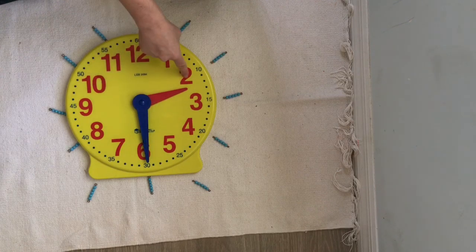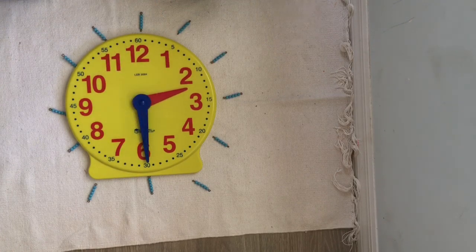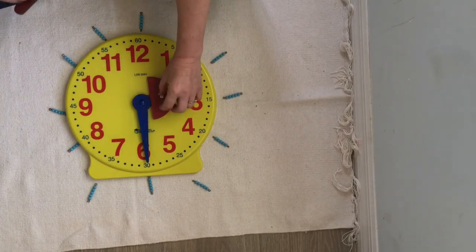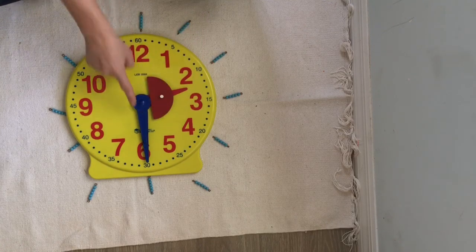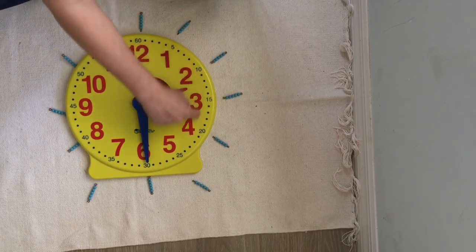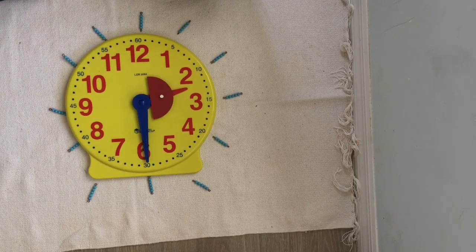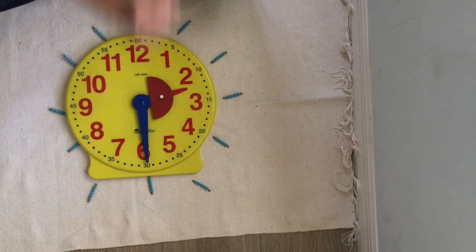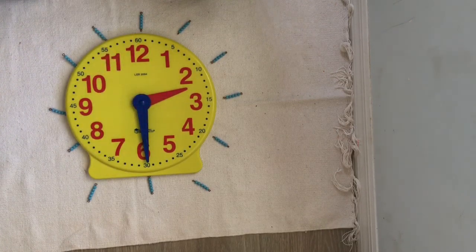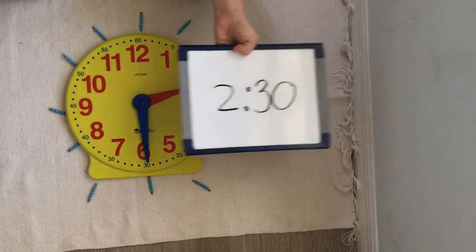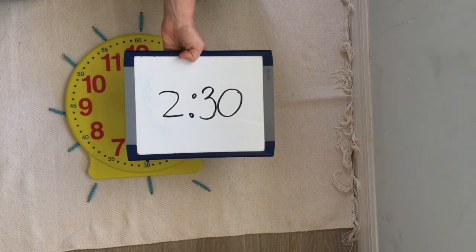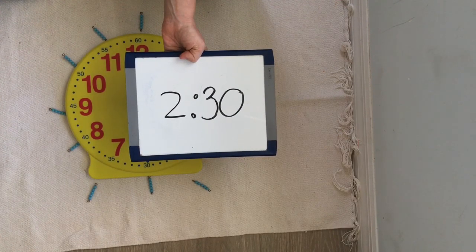Now it is 2:30 because the minute hand has traveled halfway around the clock and halfway through the hour. Half past 2 would look like this on a digital clock. And that's how you would write 2:30.